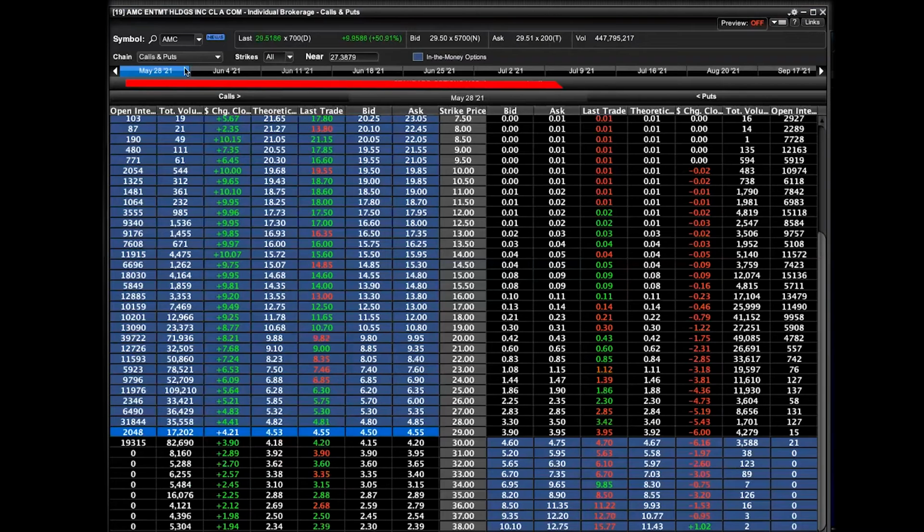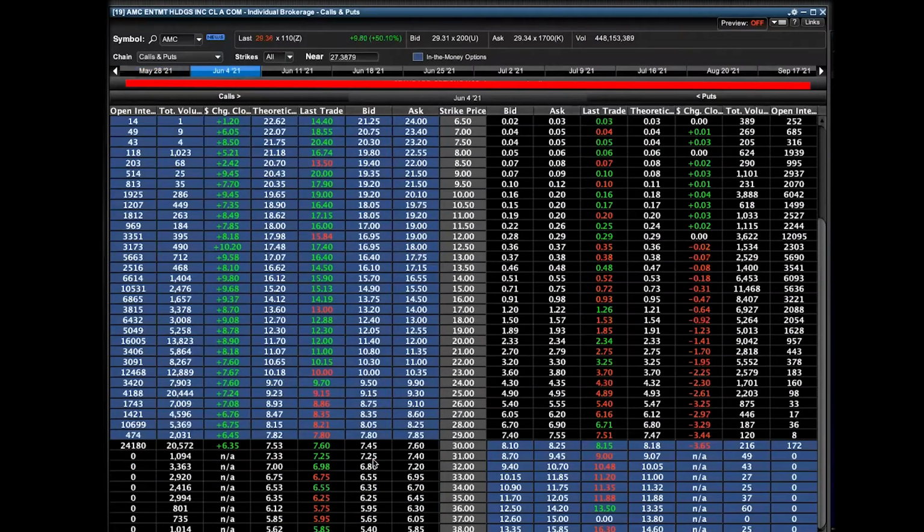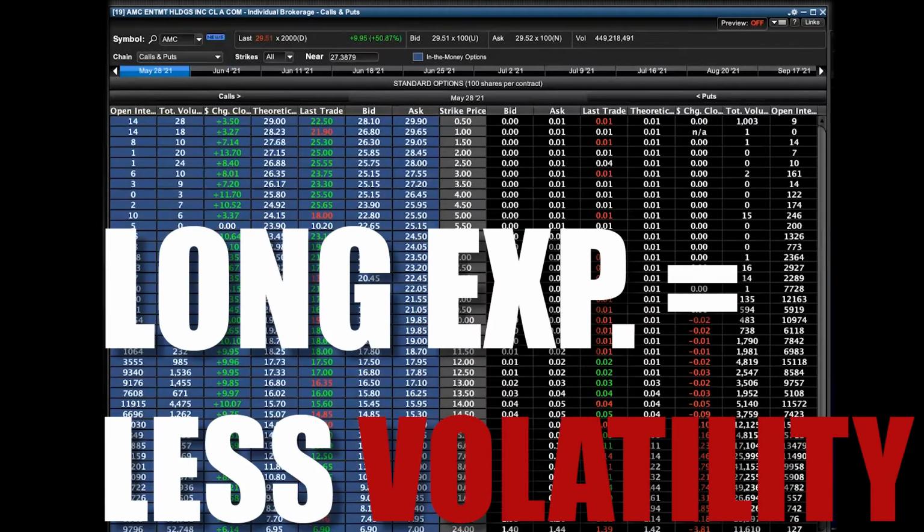Now, as you can see up here, these are the expiration dates. If I had bought an option further out in the expiration, they would have been more expensive. They also had lower price movements. So if you're trying to be a little bit safer and not have as volatile of option movements, you want to try and buy an option that has a longer expiration date.